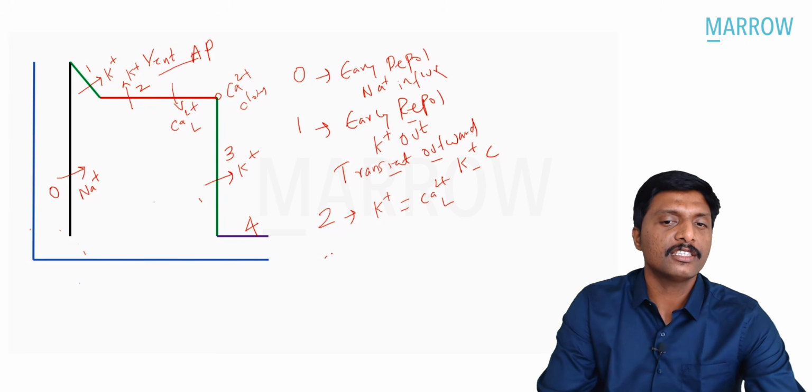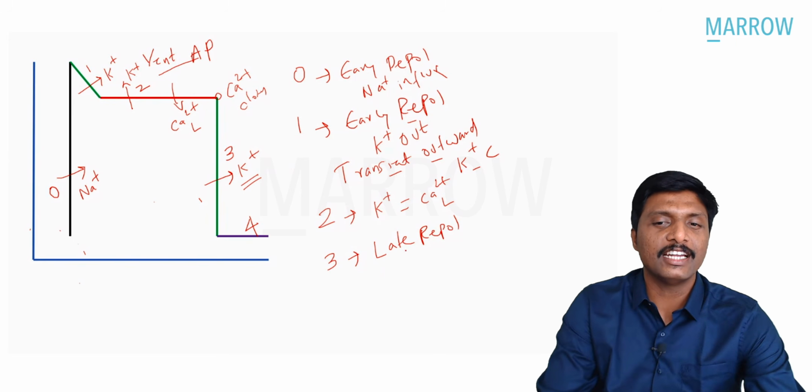Then we have this phase 3. It is also repolarization, but it is late repolarization. The only ion that still keeps on moving out is potassium. So the answer for this is potassium ions moving out, potassium efflux.